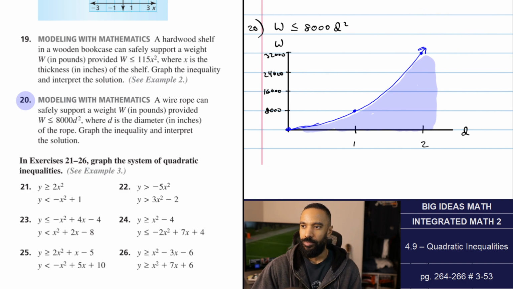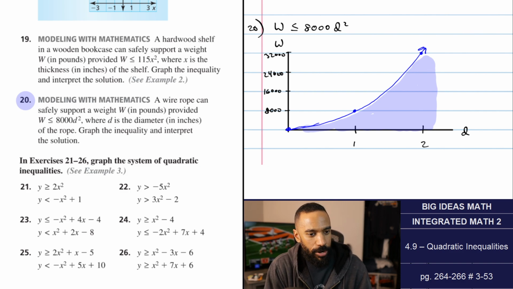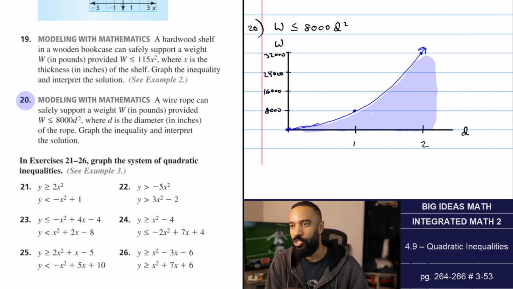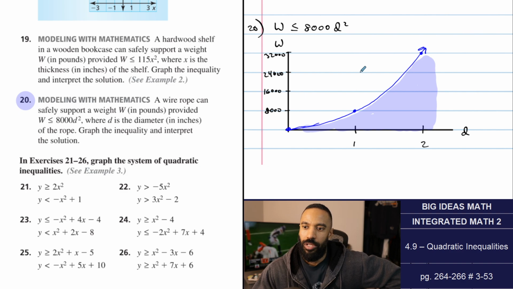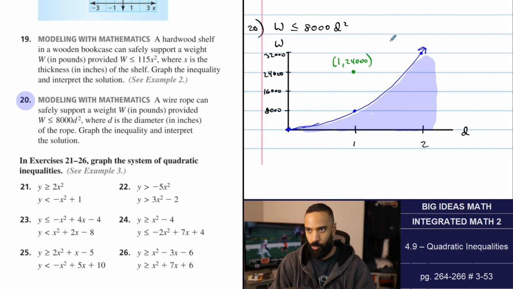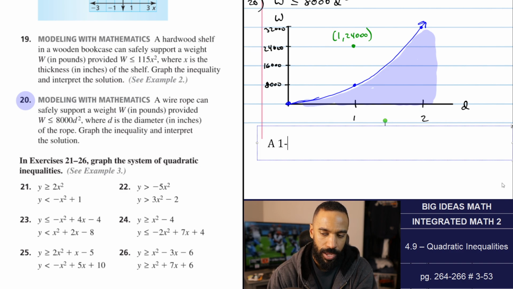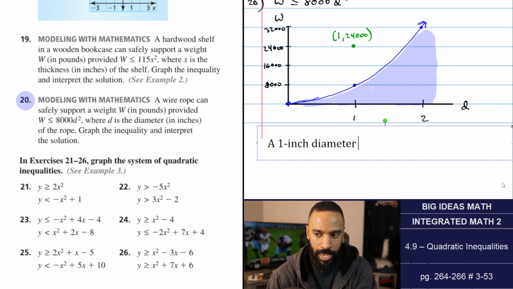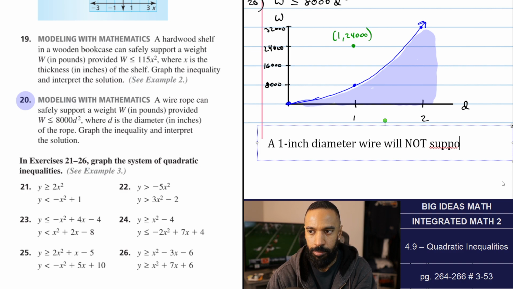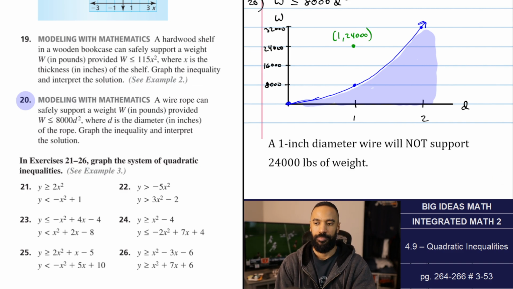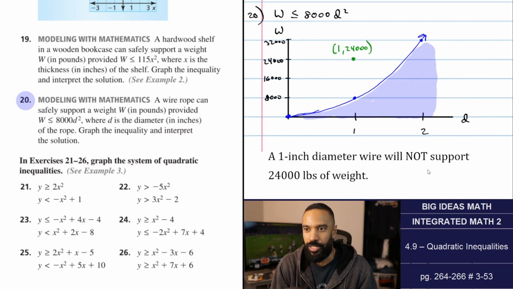Okay. Interpret this guy. A wire rope can support a weight provided this, where d is the diameter in inches of the rope. Let's choose something that doesn't work. Let's choose 1, comma 24,000. This will not work. A 1-inch diameter wire will not support 24,000 pounds of weight. That's kind of the interpretation there. That's one example, but that's the idea.